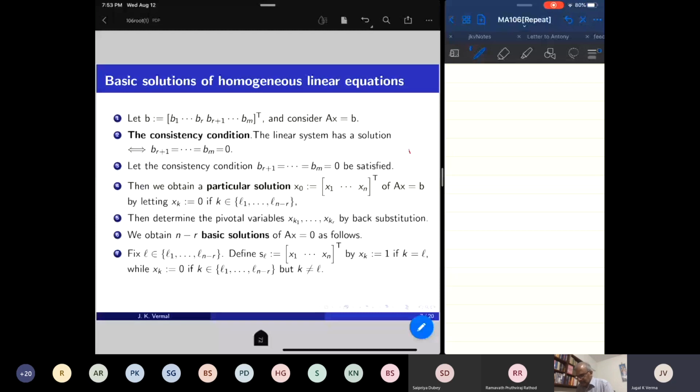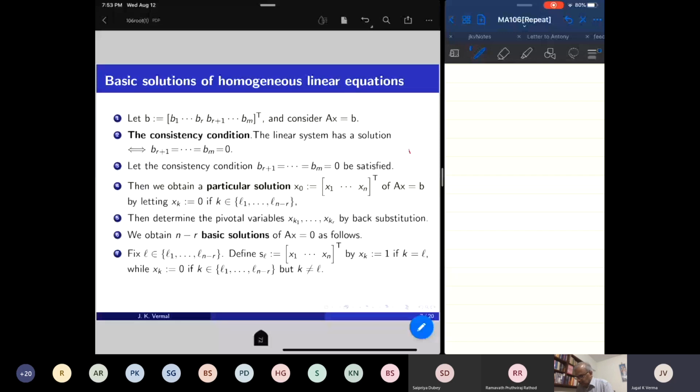Now my system is Ax equal to 0. I know that A is in row echelon form, and the consistency condition is satisfied because x equal to 0 is always a solution. Okay? If I have a homogeneous equation, then the consistency condition is satisfied. And so I start constructing particular solutions of Ax equal to 0.